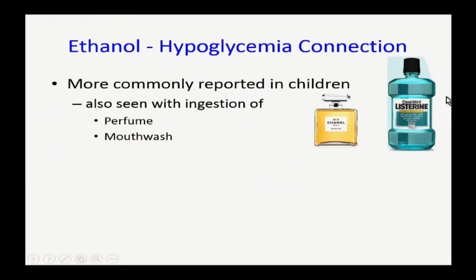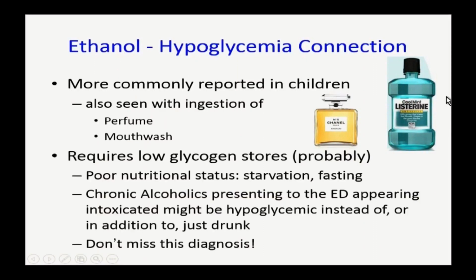So the ethanol hypoglycemia connection has been reported also with ingestion of perfume, which is a lot of ethanol, also with ingestion of mouthwash, which might contain up to around 10% ethanol in it. For this to happen, you probably have to have low glycogen stores. So that means that you have some poor nutritional status, you're either fasting or starved. So chronic alcoholics who don't get well-fed otherwise, presenting to the ED appearing intoxicated, might be hypoglycemic instead of or in addition to just being drunk. And we can treat hypoglycemia right away, so you don't want to miss this diagnosis.